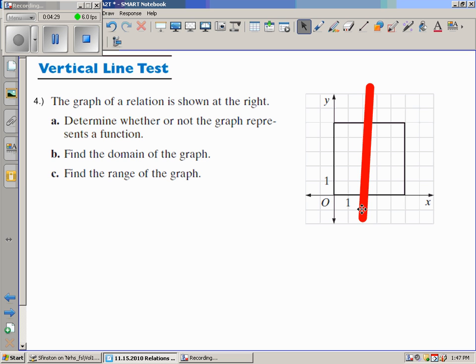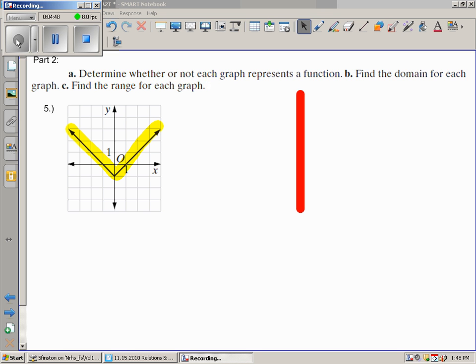If it hits the graph more than once, in this case it does, it is not a function. Because if you tried to put down these 2 points right here, you would get x values that are repeating. So if it hits more than once, it's not a function. Okay, so people got confused. So we're going to look at another example as to whether something is a function or not.